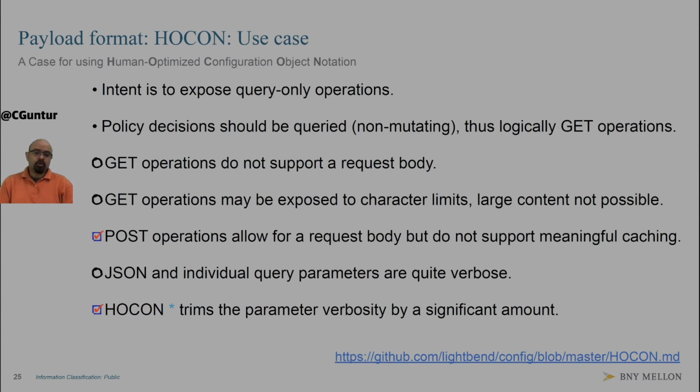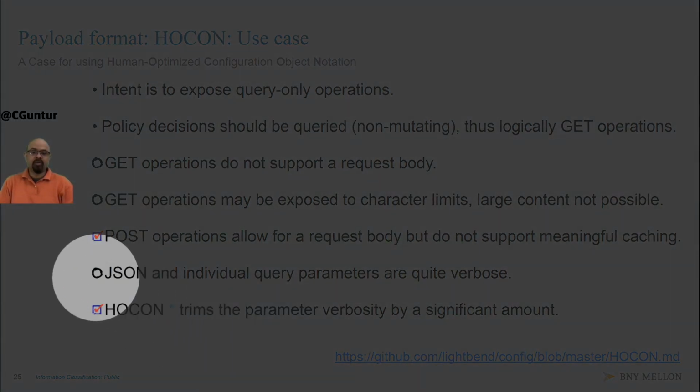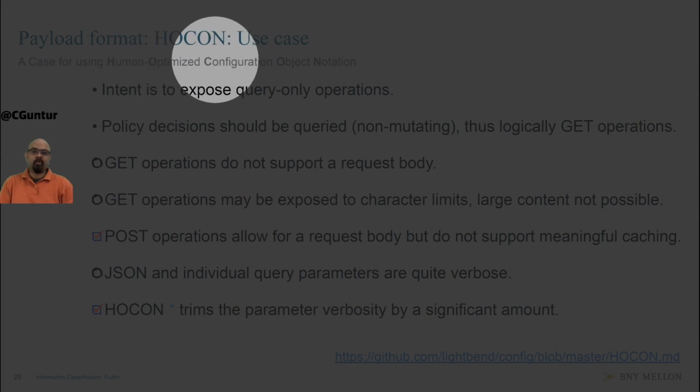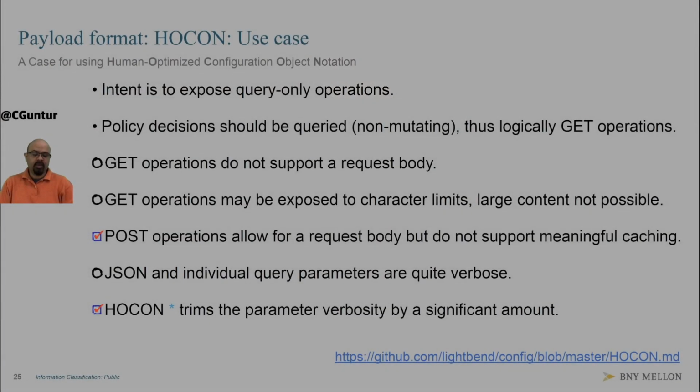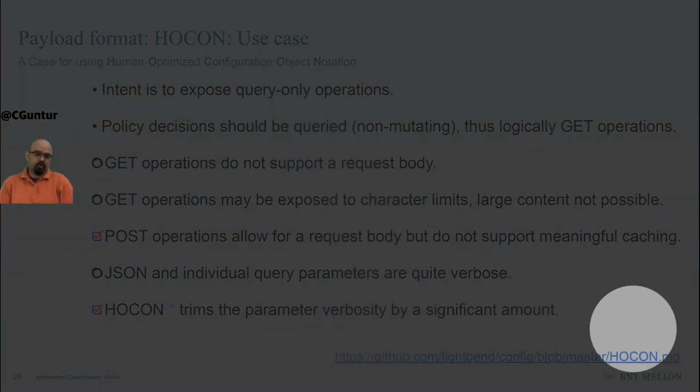Now, GET operations are also subject to character limits, so large content was not possible in query parameters. So our logical choice was to use a POST operation instead of a GET. Why POST? Because POST does not support meaningful caching, and we do not want to cache data. Another thing that we found was that JSON and individual query parameters were turning out to be quite verbose. We decided to trim that down by investigating further and found a payload format, HOCON, which fit our needs. HOCON stands for Human Optimized Configuration Object Notation. There is a link where you can find out more information about HOCON.